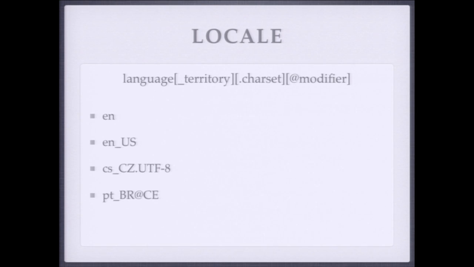A locale is composed of the language, the territory, the charset, and also modifiers. So for example, you can just use English, en, or also en_US, and for cs, I think it's for Czech, yeah, exactly. You can use also the charset. And in some occasions, you can use also a modifier. For example, CE stands for Ceará, which is a state in Brazil, and there is some difference in the language. So using that, you can use some slangs or some things that can modify the language.